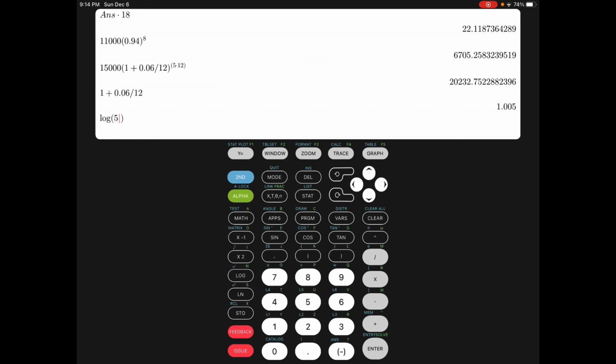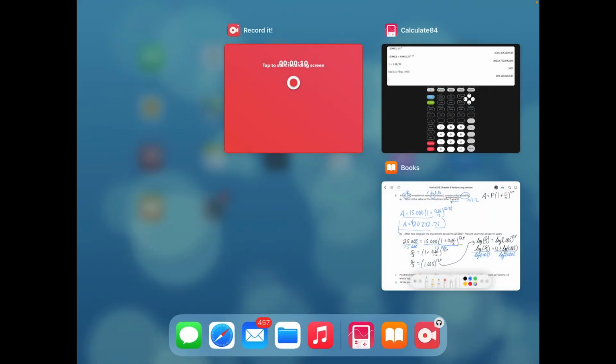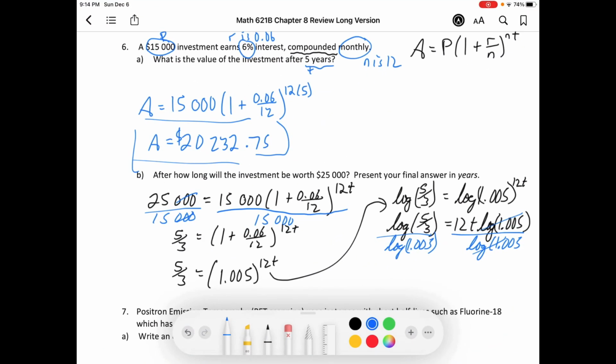Let's do that again. Log 5/3 divided by the log of 1.005. This is exactly what's shown on the page. So I get 102.4. I'm only going to write 102.4, but I'm going to keep all those decimal places in my calculator because I know the last step is divide by 12.